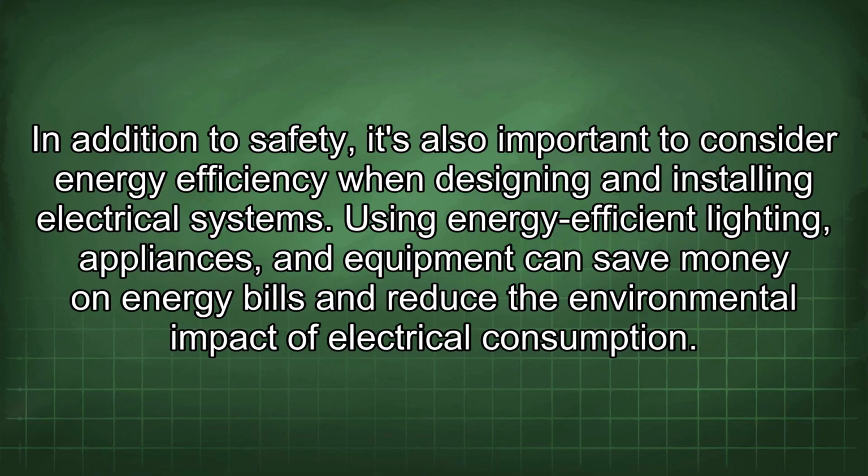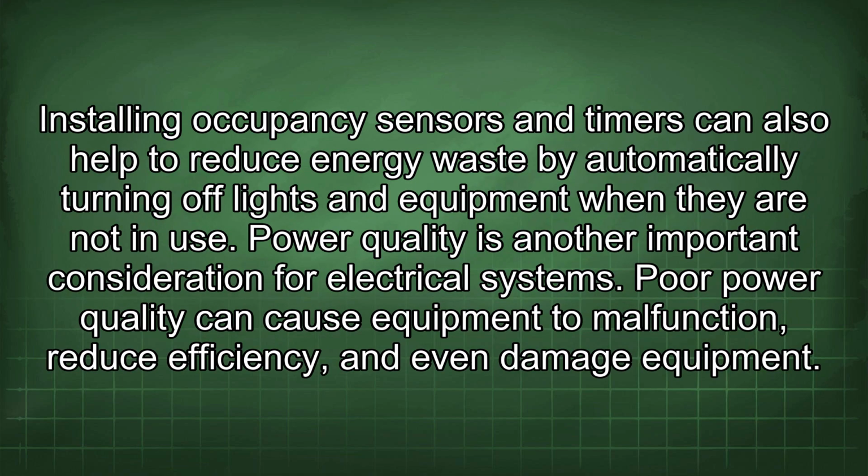Using energy-efficient lighting, appliances, and equipment can save money on energy bills and reduce the environmental impact of electrical consumption. Installing occupancy sensors and timers can also help to reduce energy waste by automatically turning off lights and equipment when they are not in use.